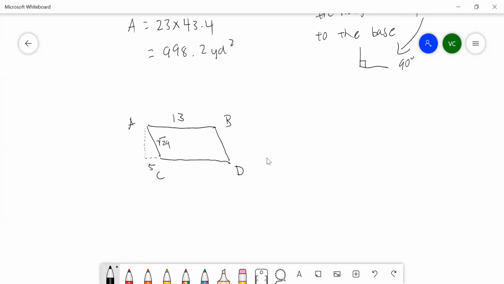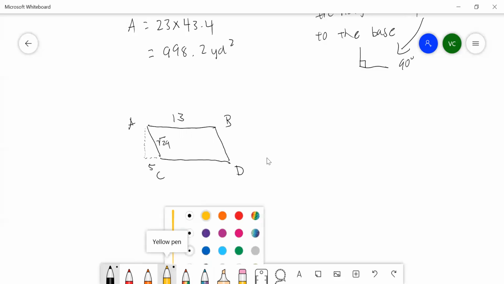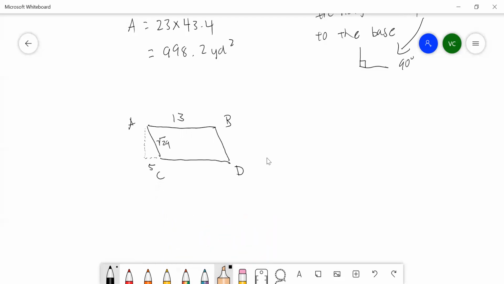So pause the video and tell me what do you need to find? What is the missing length? Is it the base or is it the height? Okay, if you said that we need to find the height, then you'd be correct. So notice how this side is 13. So in a parallelogram, top and bottom and both sides are going to be the same length. So we could say that this is 13 as well. And that's going to be our base.